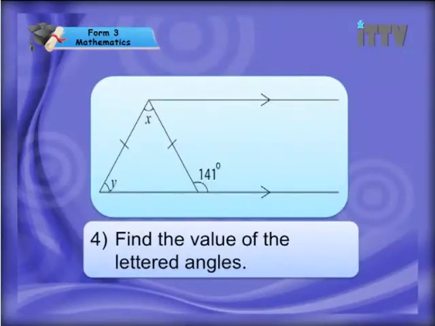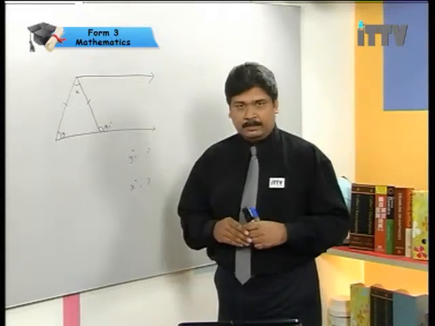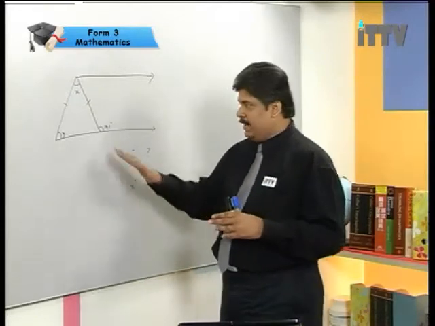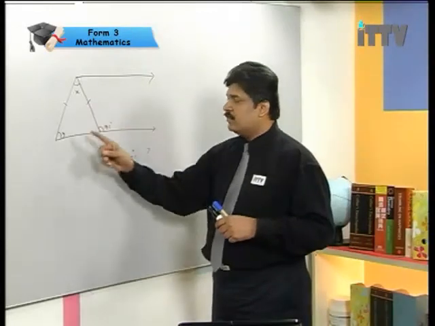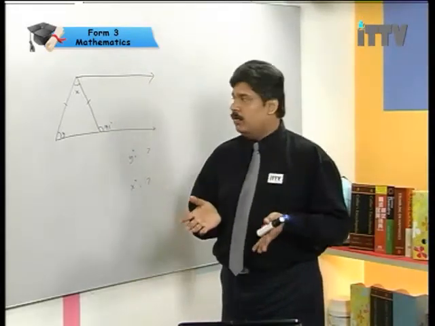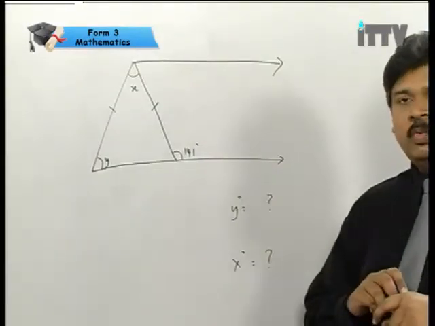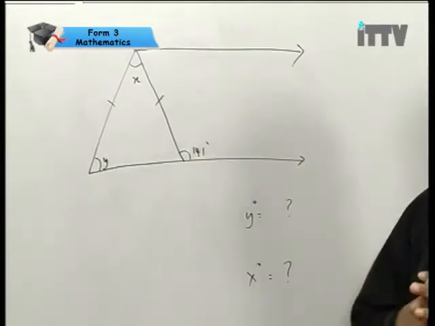Well, boys and girls, let us look at question 5. Find the values of the lettered angles. In this question, we have both x and y values that need to be found. This is a very interesting question. Why is it interesting? I'll be explaining to you shortly. But in order for us to attempt this question to find the values of x and y, there is only one angle that has been given, that is 141 degrees. So how are we going to solve this problem?